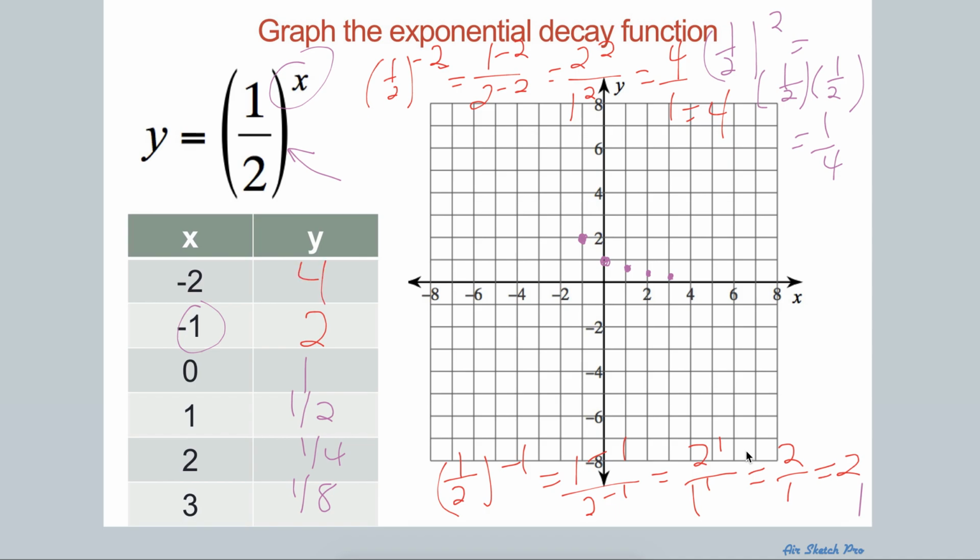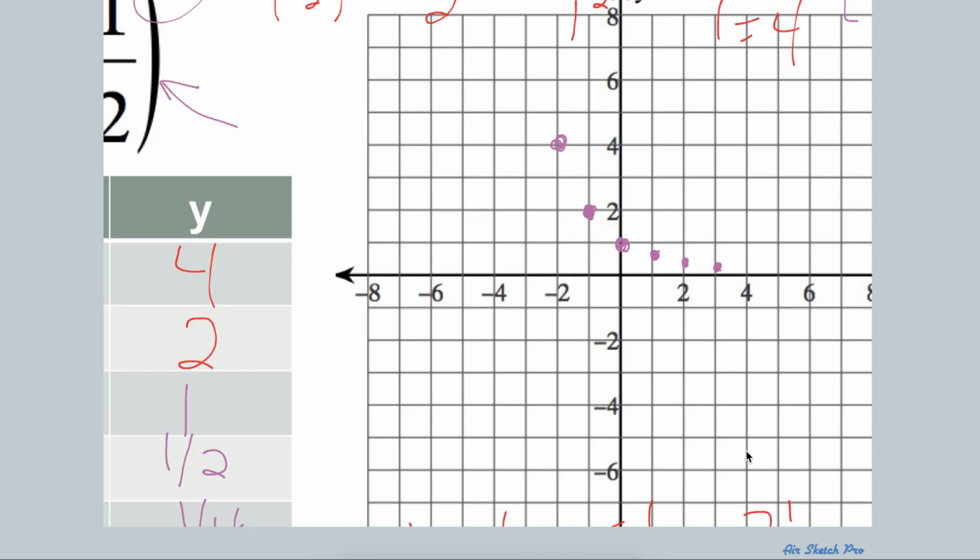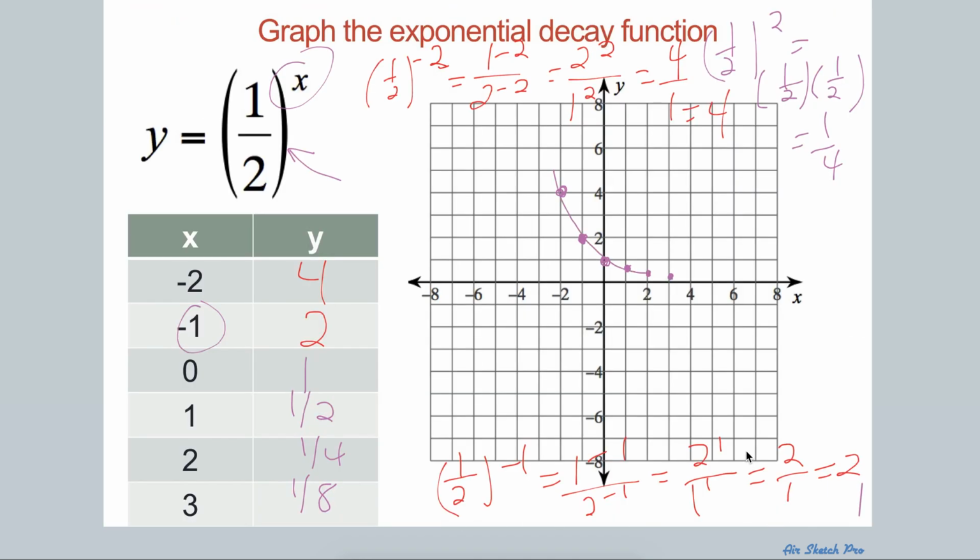Okay, so now let's plot those points. So (-1, 2) we already plotted, and then (-2, 4) goes here. So your graph is going to start to look something like this. Right, so similar in shape to the exponential growth, but going in the different direction as we move left to right. Again, the y values are now going down as we're moving from left to right.